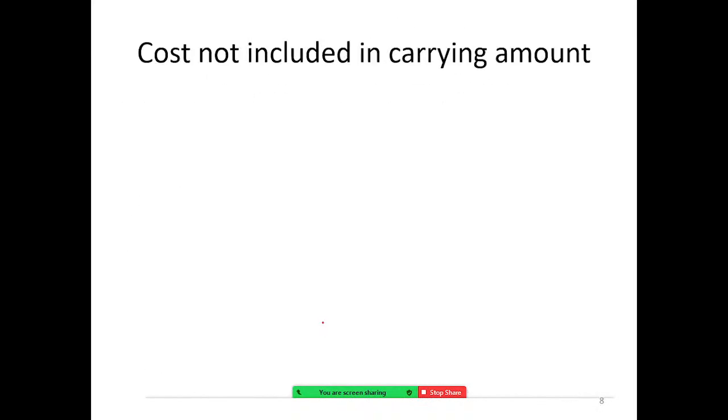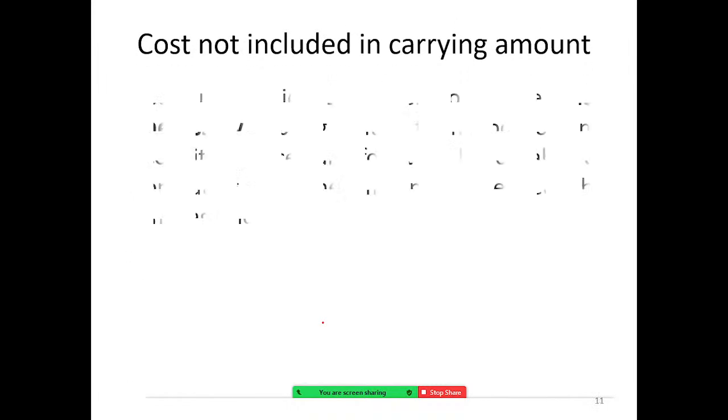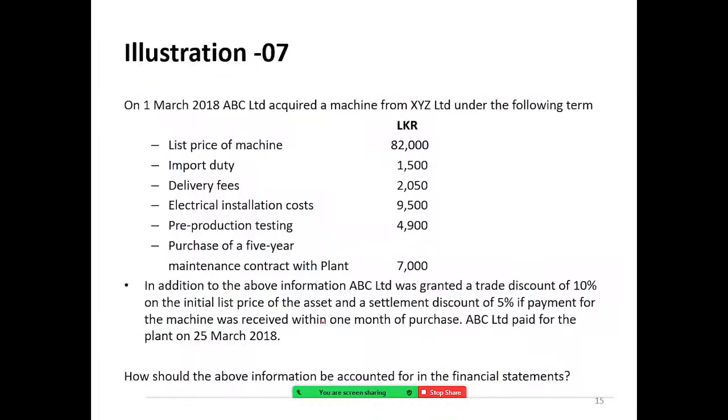We discussed these slides yesterday, and now we have to discuss illustration 7. Illustration 7 says that on the 1st of March 2018, ABC Limited acquired a machine from XYZ Limited under the following terms. So it's a purchase, right? The list price of the machine is 82,000.